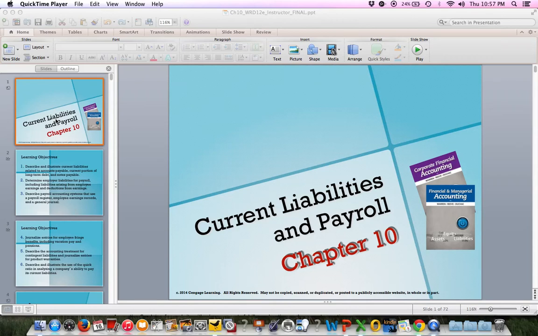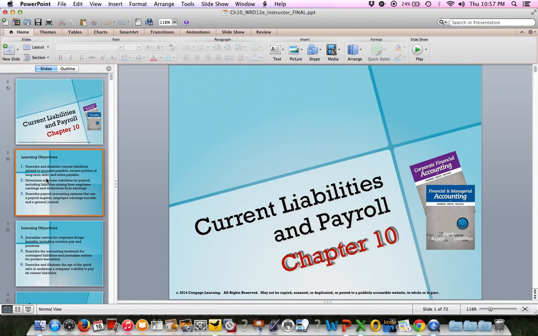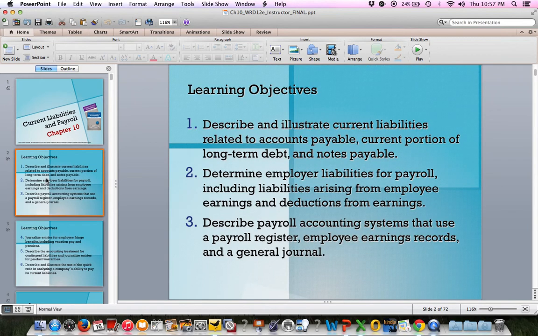It's called liabilities and payroll. And so we'll get down to the second screen here. There we go. Talk about the objectives. We'll talk about what current liabilities are. We'll talk about them in relation to accounts payable, current portion of long-term debt, notes payable.